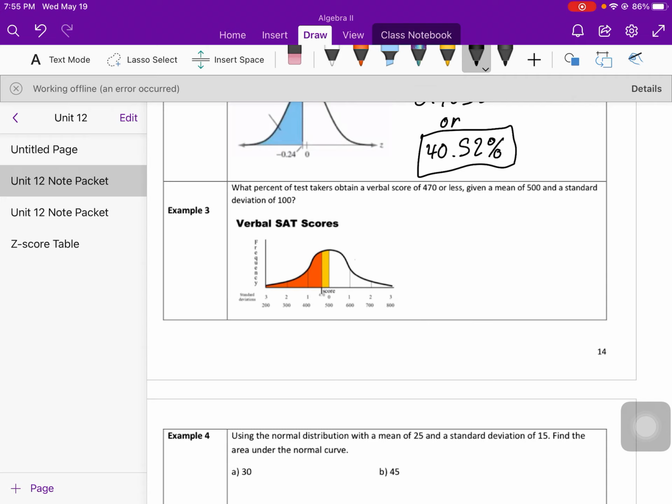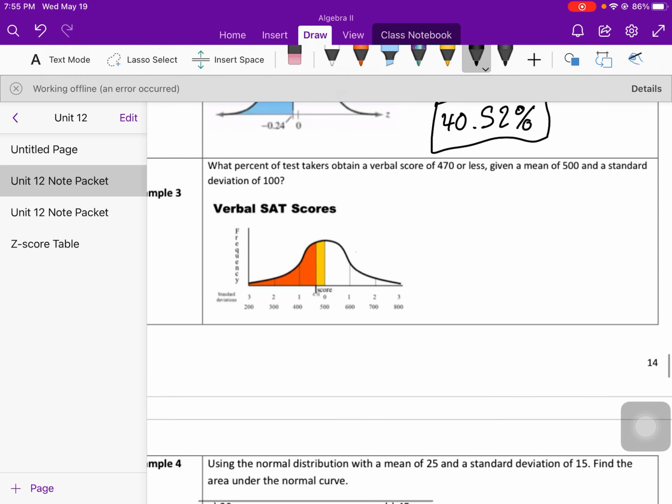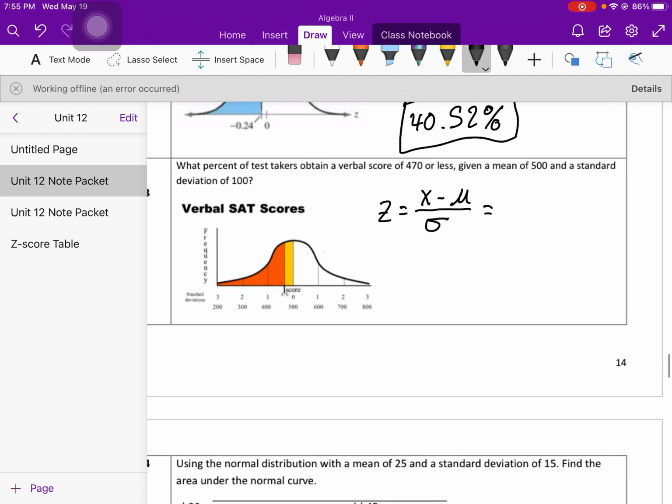All right, example 3. What percent of test takers obtain a verbal score of 470 or less given a mean of 500 and a standard deviation of 100? So this time we need to calculate the z-score. So you have to recall the z-score formula. This over here. z equals x minus mu divided by sigma, where mu is the average and sigma is the standard deviation. So as long as we know the observed value of x, we can fill this out pretty easily.